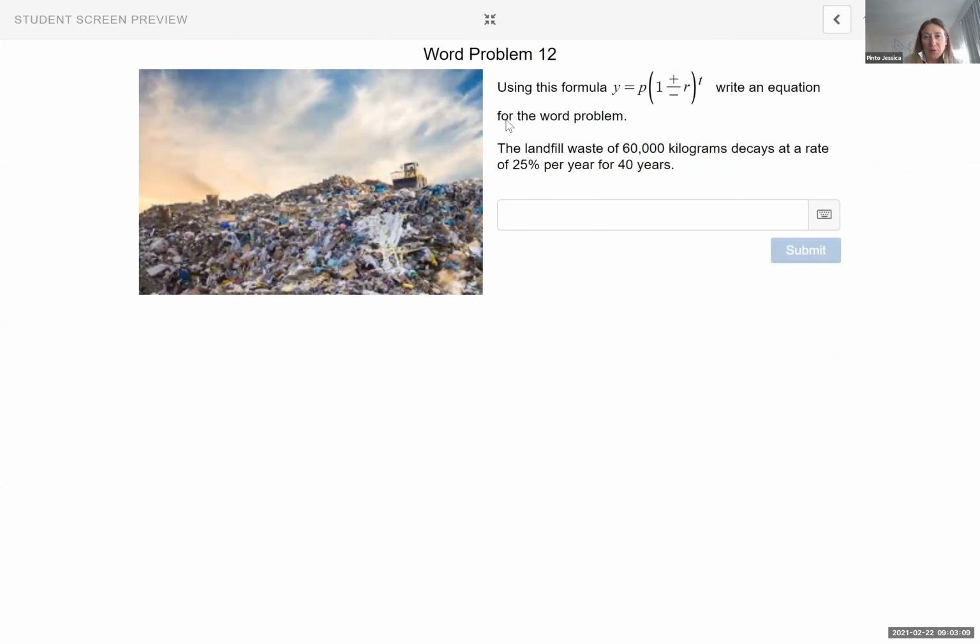So word problem number 12, the landfill of 60,000 kilograms decays at a rate of 25% per year for 40 years. So I start with 60,000. I times it by, so decays, so I'm doing subtraction. So 100% minus 25% is 0.75. And that's going to be to the 40th power.